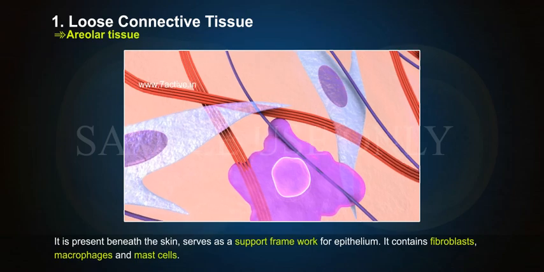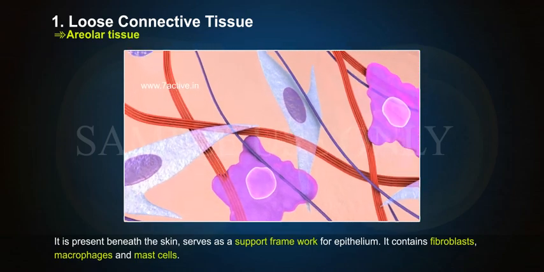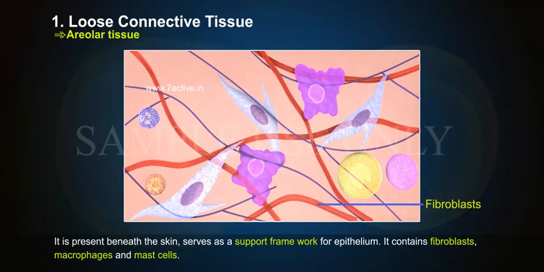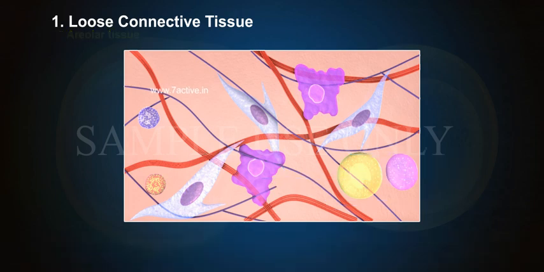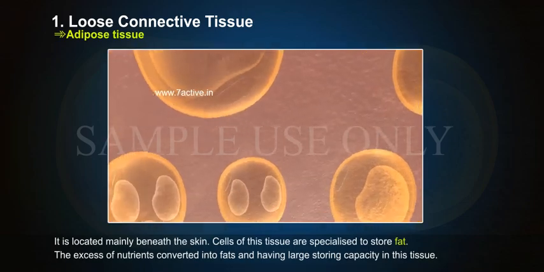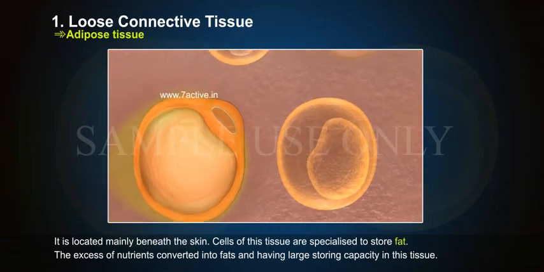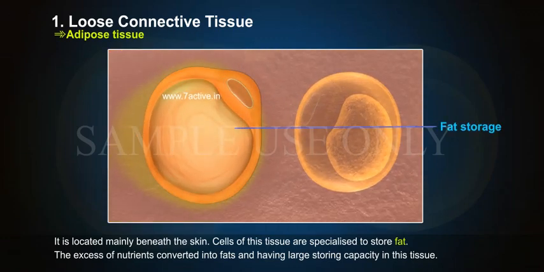Areolar tissue is present beneath the skin and serves as a support framework for epithelium. It contains fibroblasts, macrophages, and mast cells. Adipose tissue is located mainly beneath the skin. Cells of this tissue are specialized to store fat. The excess of nutrients is converted into fats, and this tissue has large storing capacity.